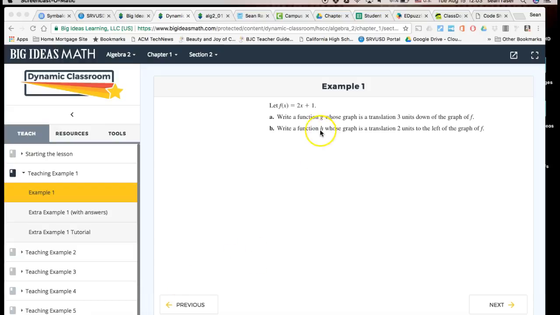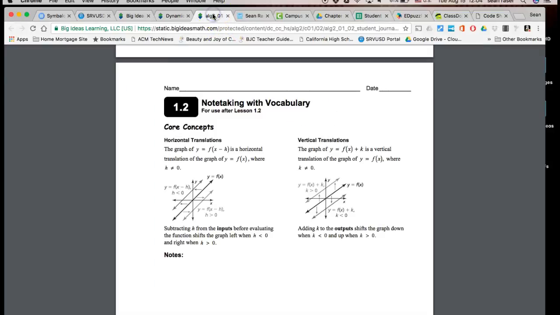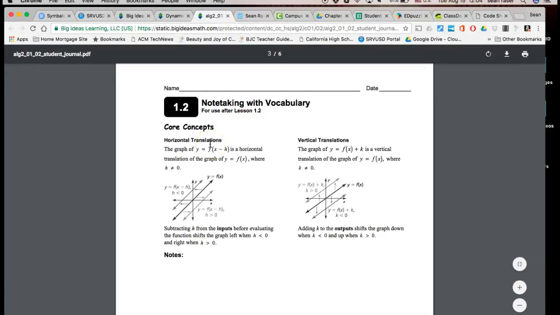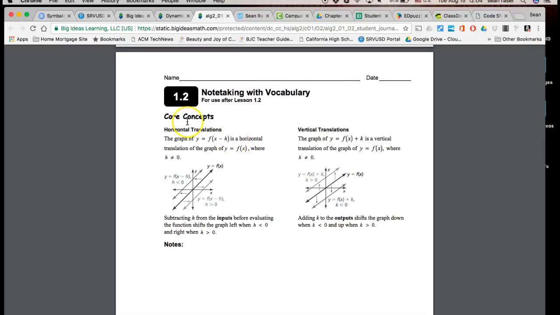So in this first example, we're going to look at a linear function and see how we make some changes by translating, and we want to see what we have to do to this function to get this desired result. So before we do that, let's go ahead. We've got our journal here, and in it, if we look at the first core concept, we look at what we have to do to our function to create horizontal and vertical translations.